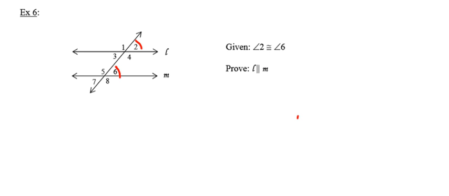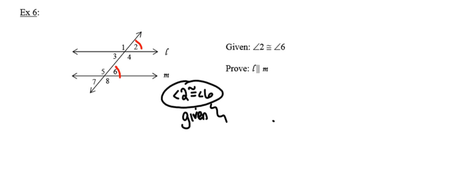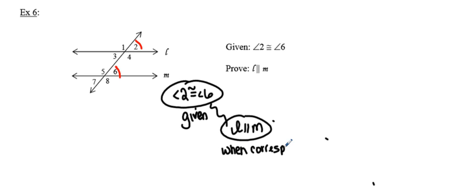So this too is yet another one of those little two-step proofs. We're going to get this started. So angles 2 and 6 are congruent. I know that's a true statement because it's given to us. Once I've got those corresponding angles that are congruent, I'm all set to conclude that the lines are parallel. And that's because when corresponding angles are congruent, the lines are parallel.